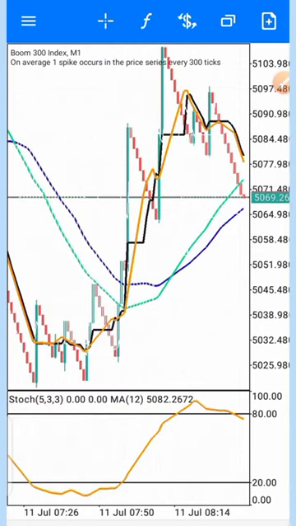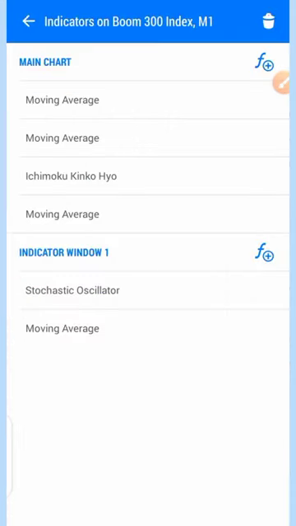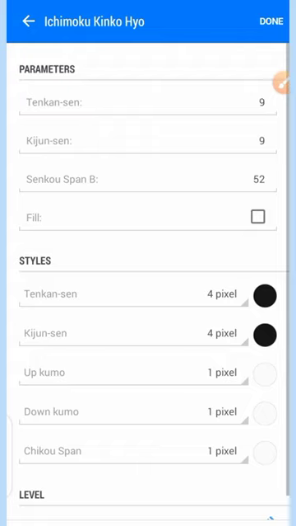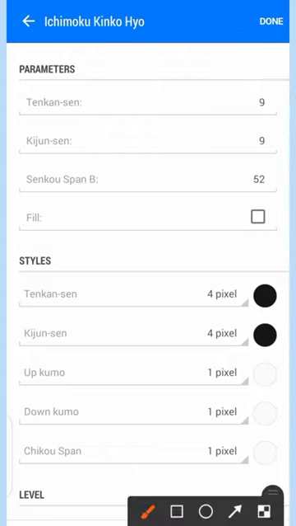So I'm going to delete the Ishimoku and leave the moving average 9. So you know how you do that. Now click on that F. This is the Ishimoku. So this is the Tenkan-sen that I'm using, 9.